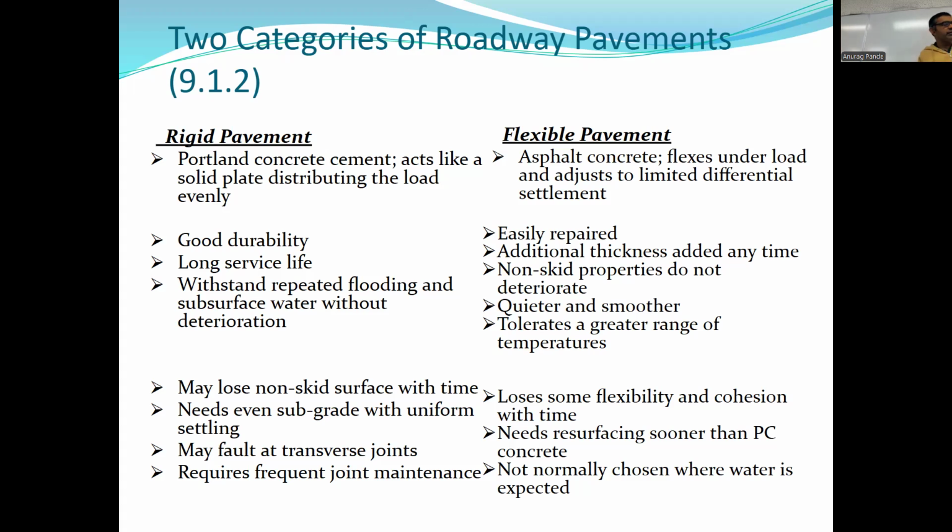Rigid pavement may lose a non-skid surface over time. They need even subgrade with uniform settling. And then they may fault at the transverse joint. So basically where you're connecting the plates, that is the weak point of the pavement. That's where they tend to fail. And that's why you have to take care of the joints a lot of times. You have to do frequent joint maintenance on those roads.